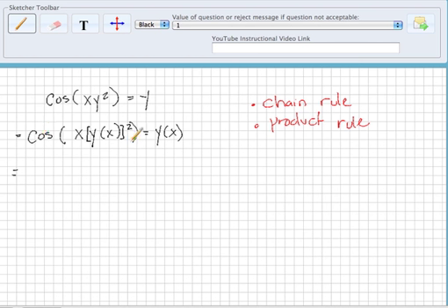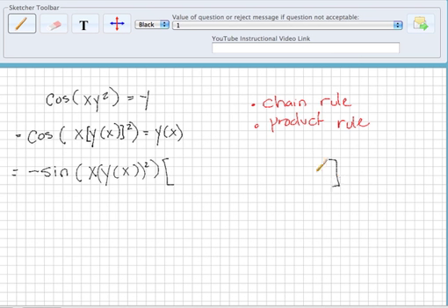I'm going to apply a chain rule to the left-hand side. I'm going to take the derivative of cosine, which is negative sine, and evaluate that at whatever's on the inside. So that's going to stay at x times y of x squared. I know that looks kind of convoluted, but we will simplify that. And I'm going to multiply that times the derivative on the inside.